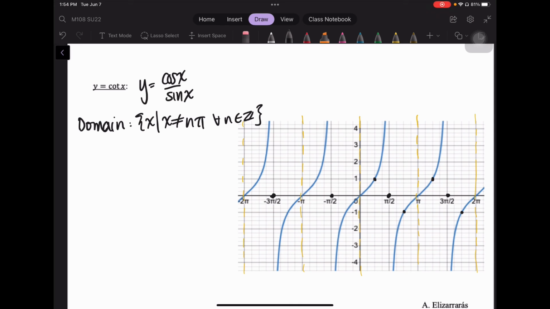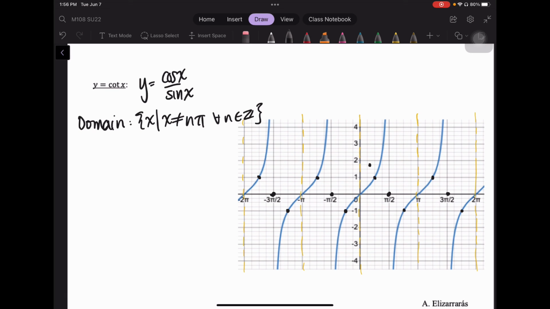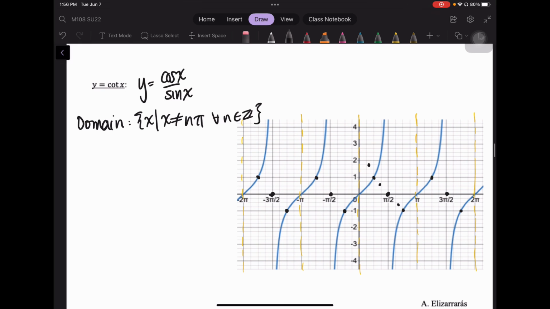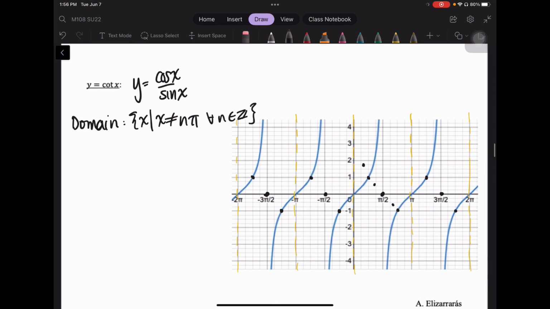So far, aside from the zeros, it looks like the graph of cotangent is the graph of tangent, but let's fill in a few more values. The cotangent of pi over 6 is the square root of 3. The cotangent of pi over 3 is square root of 3 over 3. The cotangent of 2 pi over 3 is negative root 3 over 3. And the cotangent of 5 pi over 6 is negative root 3.